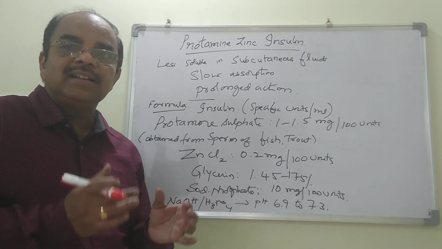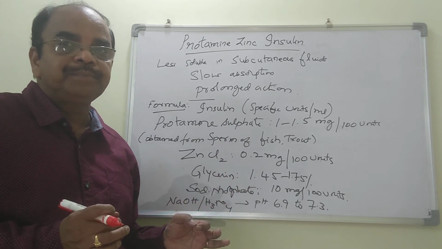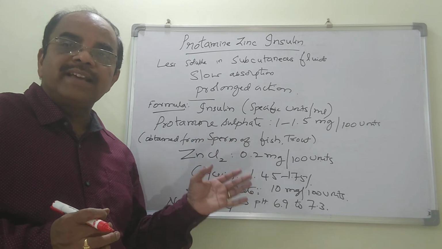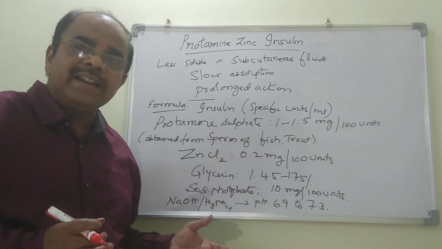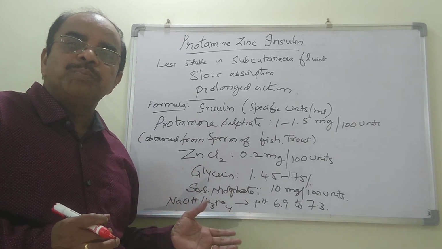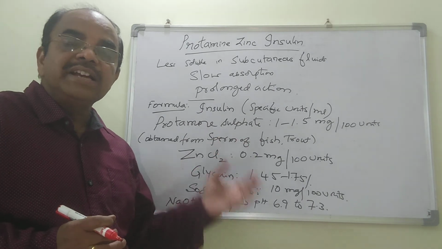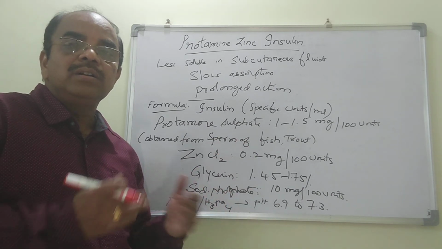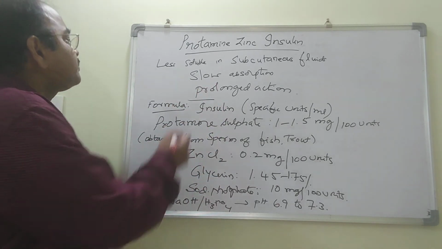So for that, the alternative they suggested is the protamine zinc insulin. We add the protamine sulfate and zinc chloride to the insulin preparation. What is protamine? It is obtained from the sperm of a type of fish, that is trout. And zinc chloride is also used here to prolong the action of the insulin. Okay, we'll see this one.